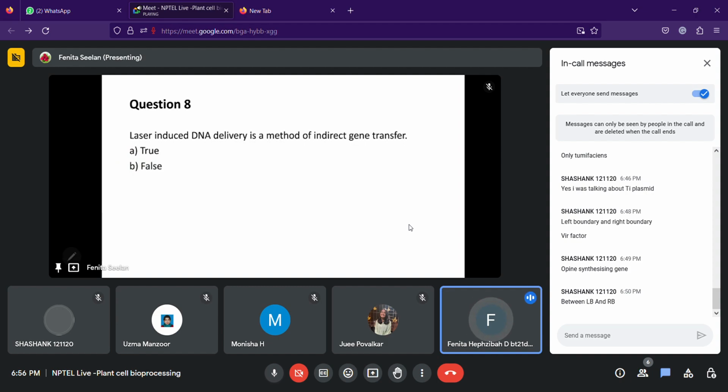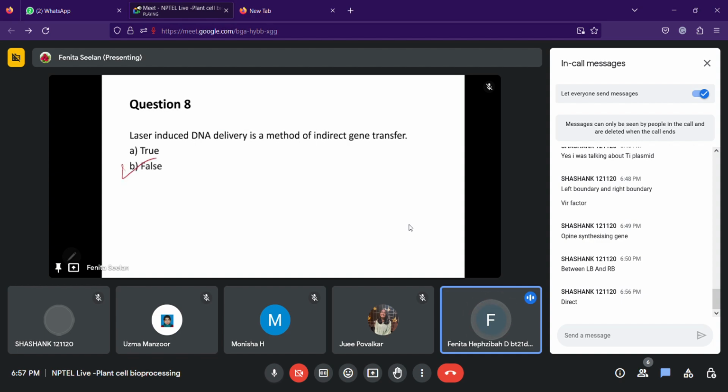Laser-induced DNA delivery is a method of indirect gene transfer. Whether the statement given here is true or false. Whether it is direct gene transfer or indirect gene transfer. It is direct actually. So the answer for this question is false, right?